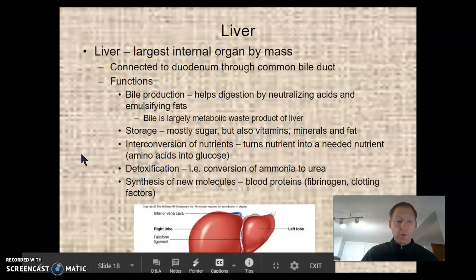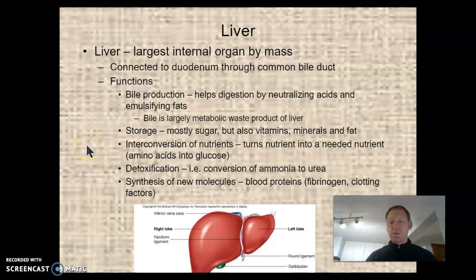So here's where we get to our accessory organs. The liver. It is the largest internal organ by mass. Lungs are by volume the biggest. And technically the skin is your largest, but most people don't think of your skin as an organ. But your liver is very large.